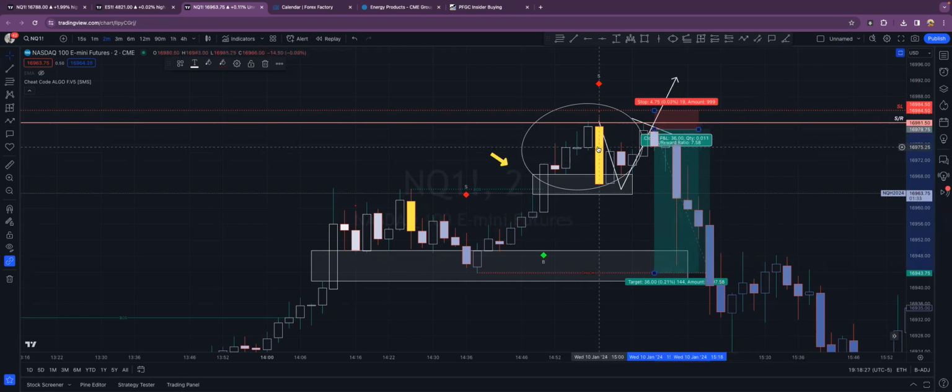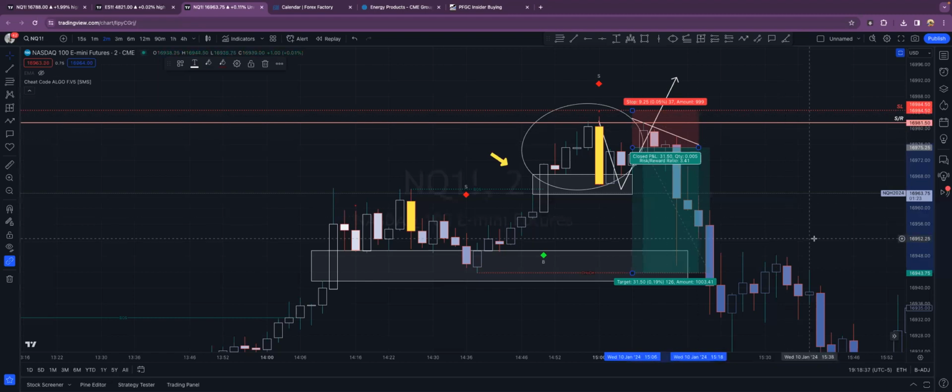If I would have set a limit order right here, boom, what's my risk? If I would have said, man, the bottom of this candle, I'm going to set my limit order, stop loss up there. I see a little bit of red. Then after that, I'm cleaning house.